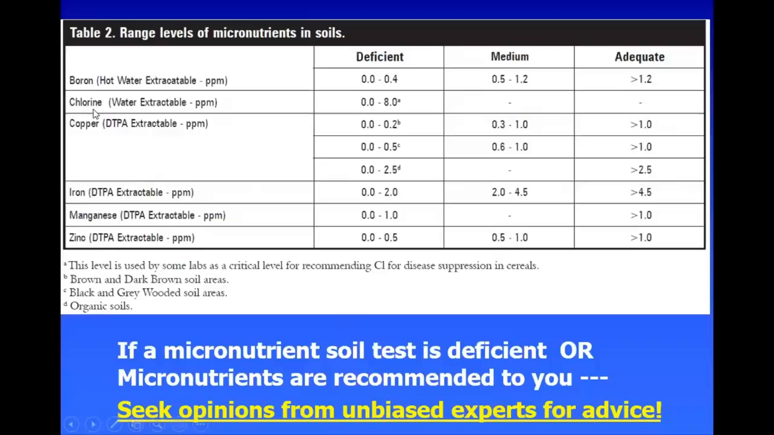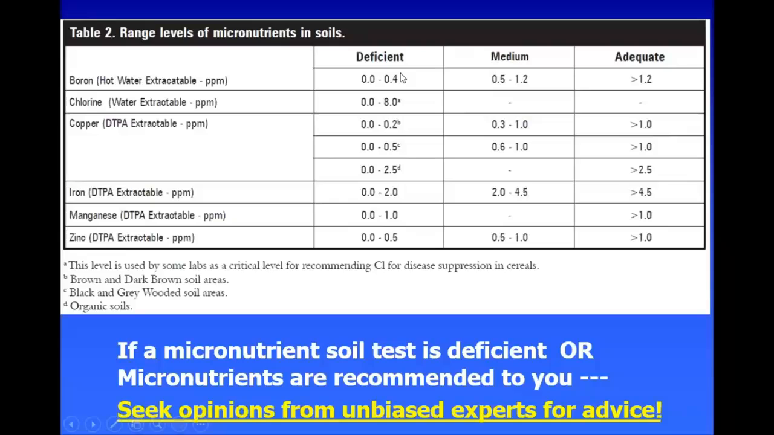But when you are testing for them, we can look at boron, chloride, copper, iron, manganese, and zinc. In Alberta, the one that I'm most concerned about really is copper. If you're at 0.5 parts per million or less, then I'd be looking at potentially using it, especially on thin black and gray soils.